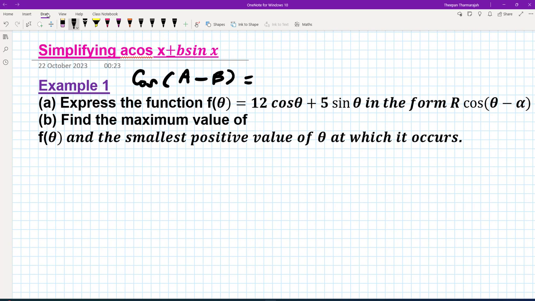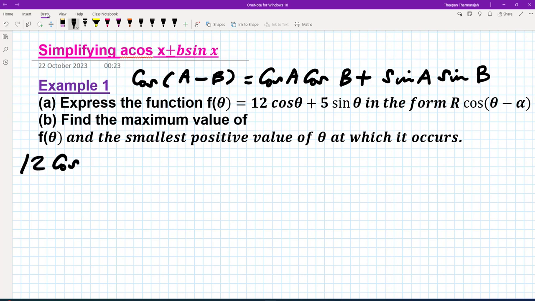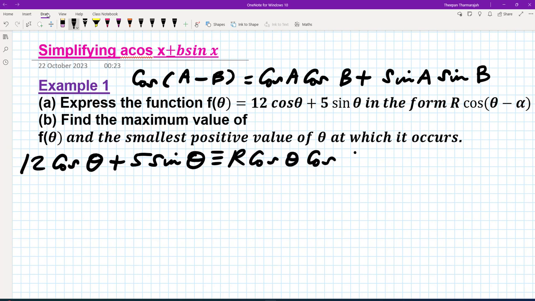So we're going to start off, as we've done in previous videos, with the identity for cos(A minus B). Well, that's going to be cos A cos B plus sine A sine B. Now, from there, we can say that 12 cos theta plus 5 sine theta is identical to r cos theta cos alpha plus r sine theta sine alpha. So we're going to equate coefficients.